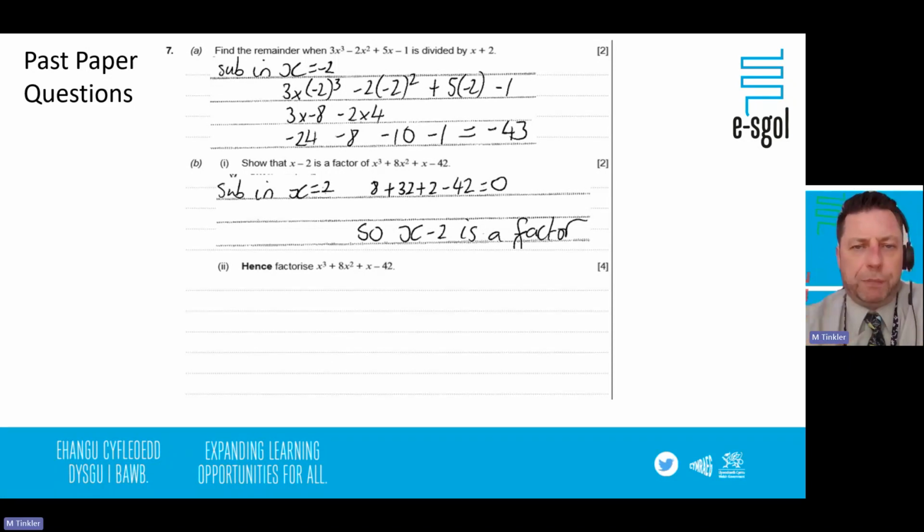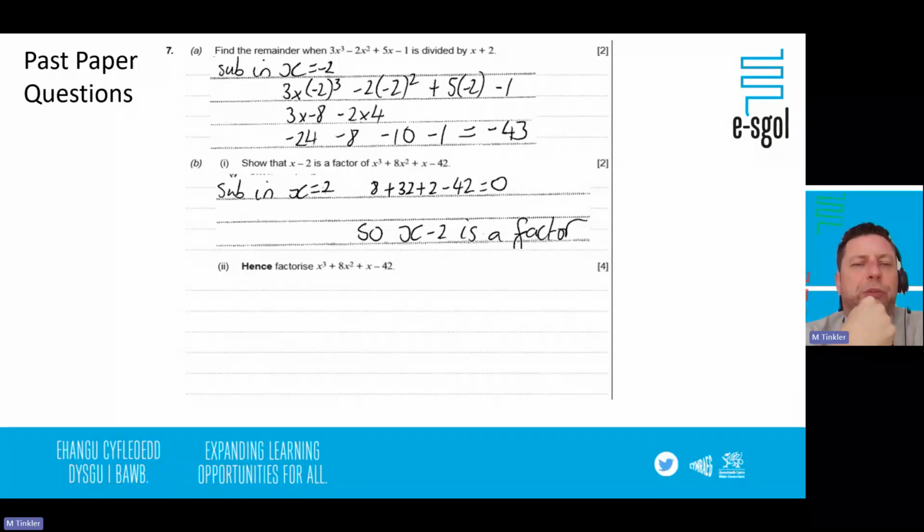So now B, part 2. X minus 2 will be your first bracket. Alongside it, you'll definitely have an x squared, because x times x squared is x cubed. And then think on the end, what are you going to multiply -2 by to get the -42? See if you can work on that yourself.